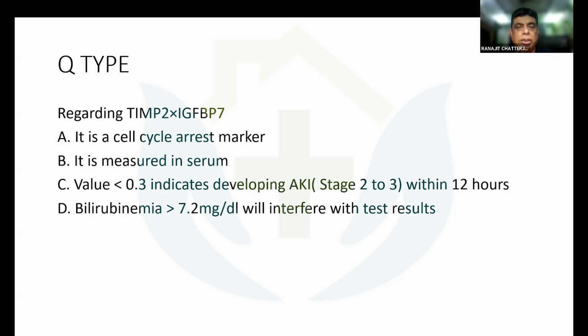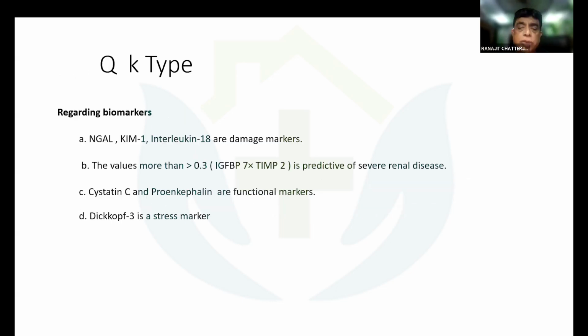So this is a cell cycle arrest marker, all right? And it is measured in the urine, not in the serum. And values more than 0.3 indicate that the patient is going to develop AKI. And definitely high bilirubin interferes with the test result. It's a very important question for EDIC part 1. You will definitely be asked about this. They may just change the pattern of the question.